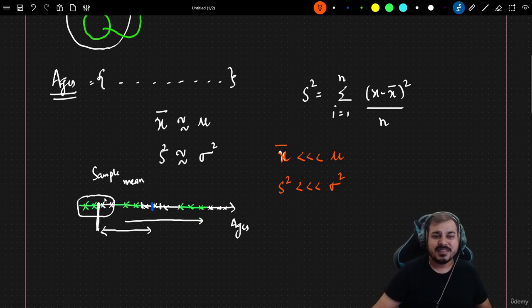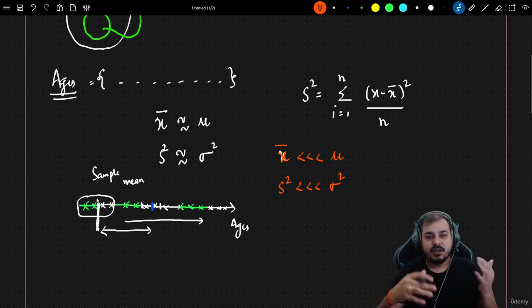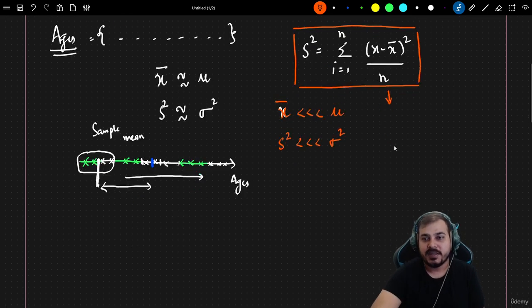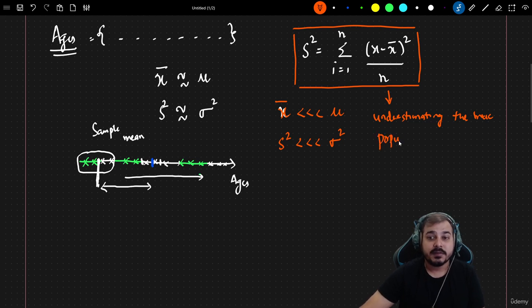So we can come up with this kind of calculation when we are picking this kind of sample data. Why may this be happening? Because there may be different scenarios where I may pick up data from here, or from there. So if I am specifically using this particular formula for this condition, what I am actually doing is underestimating the true population variance when I'm using this specific formula.